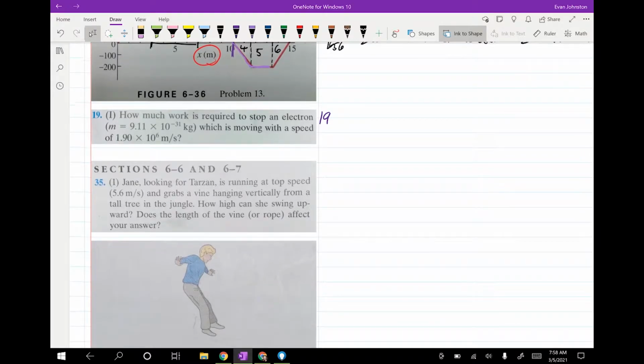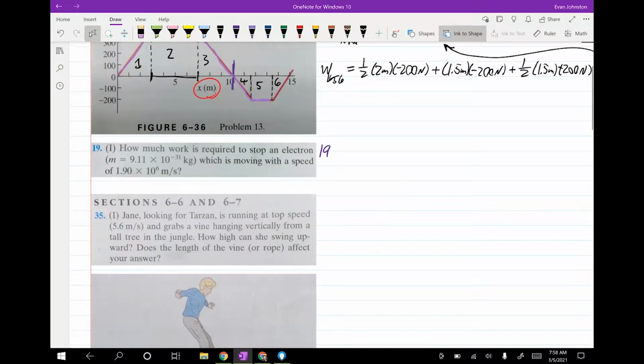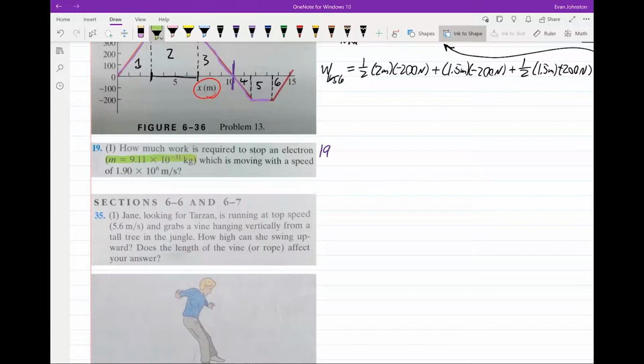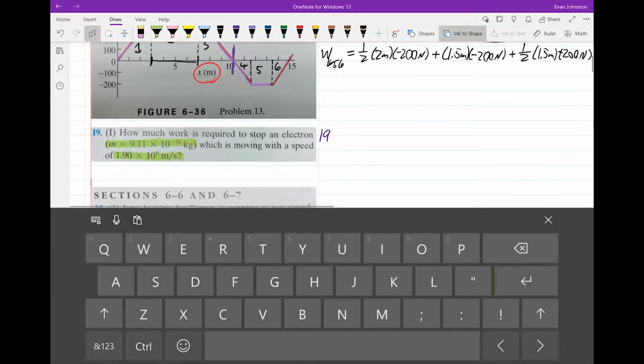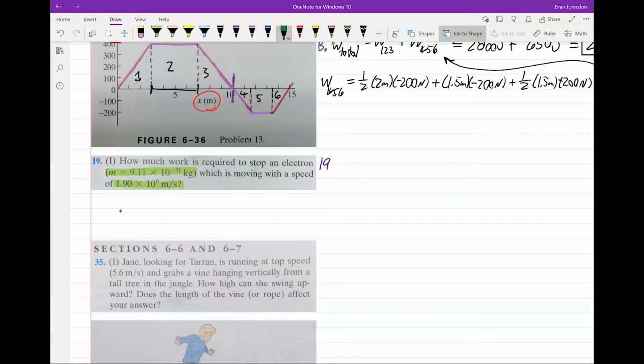There we go. So how much work is required to stop an electron, and we're given the mass of the electron, which is moving with some speed. So how much work do you have to do is essentially what it's asking here. And so maybe we have this little electron, just zipping over. I will tell you that the speed they give us for the electron is 4.2 million miles an hour. This is a really, really fast electron.